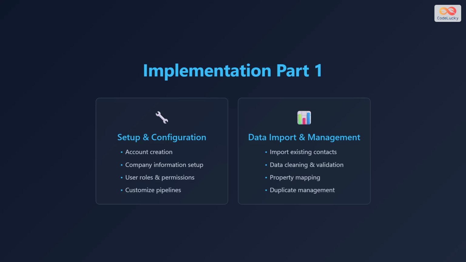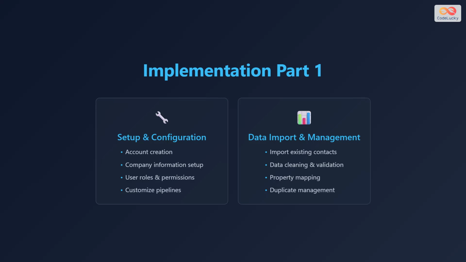Setting up HubSpot starts with account creation and configuration. First, you'll set up your company information, including your business details and branding. You'll define user roles and permissions so different team members have appropriate access levels. Then you'll customize your sales pipelines to match your specific sales process and deal stages.